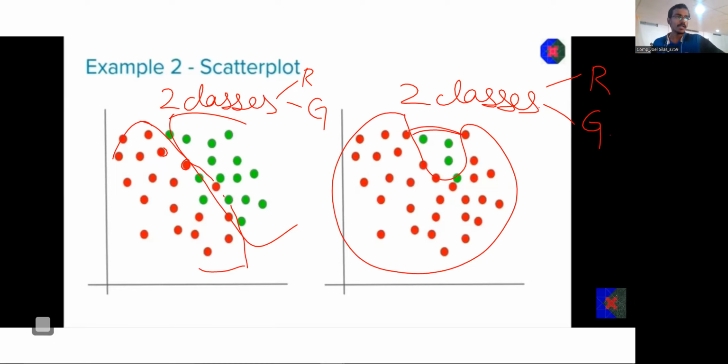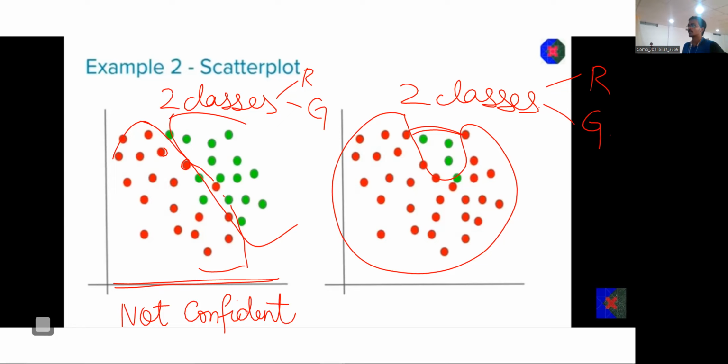So here we can say that we are not confident. Why are we not confident? Because here we cannot exactly say that there is more chance of red or more chance of green. We are not confident. That means we will not have accuracy over here. There's no accuracy over here.